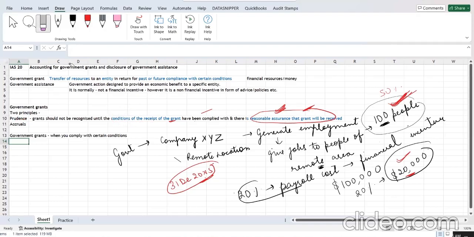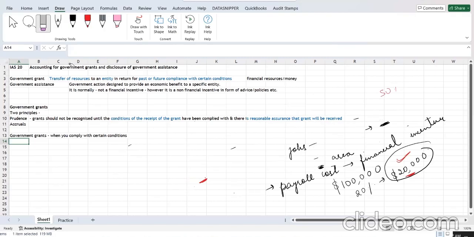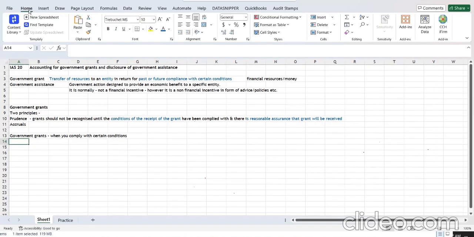Okay, and let's move onwards to the accruals concept. Let me just clear this up quickly. Okay, perfect. Okay, sounds good.